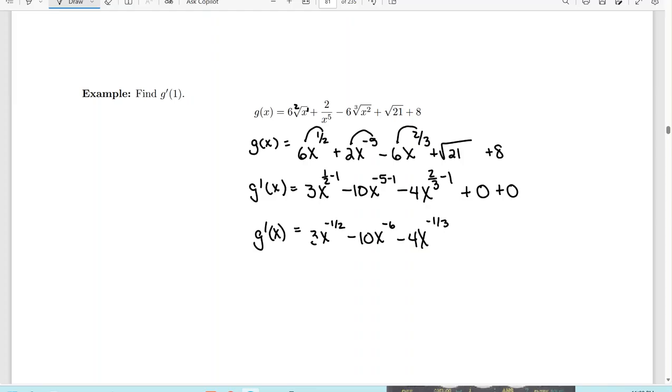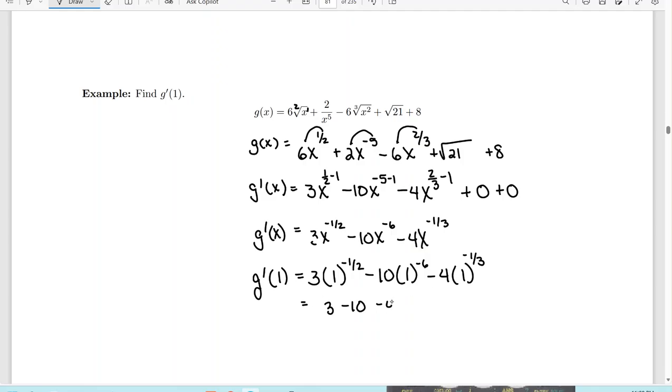If I want g prime of 1, what's the slope of the tangent line at x equals 1? I shove in the number 1, and then go ahead and shove in the number 1. Use your calculator if you need to, but 1 to any power is just 1. So this is just going to be 3 minus 10 minus 4, or negative 11.